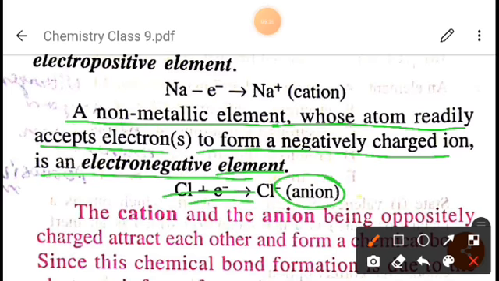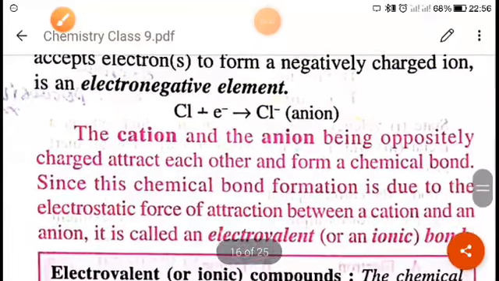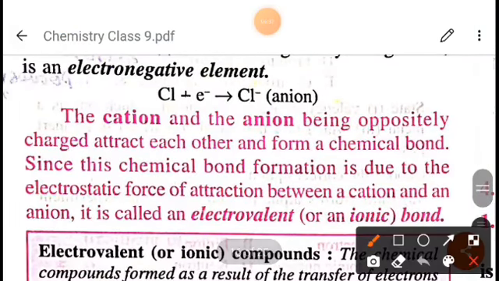So now again, what will happen after this? When this cation and anion have formed, what will happen? I hope you have understood what a cation and an anion are, right? This is a very basic thing which you have to understand before knowing what an electrovalent bond or covalent bond is.